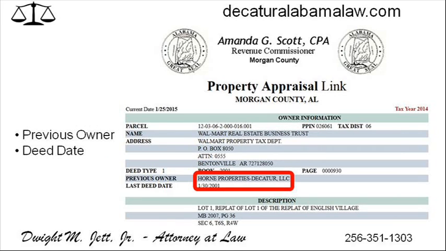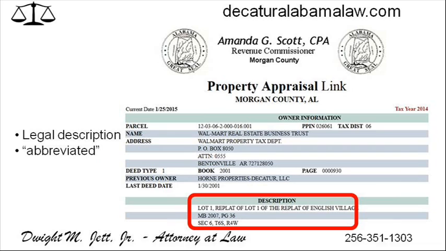The next thing is the previous owner. Knowing who the previous property owner was and knowing the date the deed was prepared may assist you in your search. The last area on the top part of the property appraisal link is the legal description. This is a very abbreviated legal description. So your legal description may have 15 lines and this legal description may only have 2 or 3.